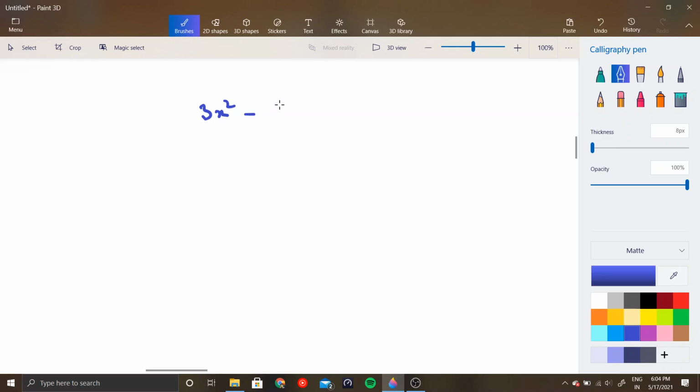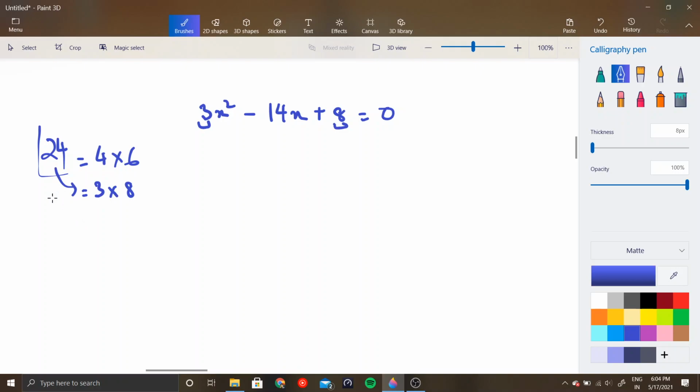Consider this example: 3x square minus 14x plus 8 equal to 0. Correct. What you will do is, firstly, take these numbers. This is 24. Factorize 24. It's basically 4 into 6 can be 24. You can have 3 into 8 as 24. You can have a lot more things, right? So if you have 24, you just break it. You will get 2 into 2 into 2 into 3. Correct? Into 6 is 24.